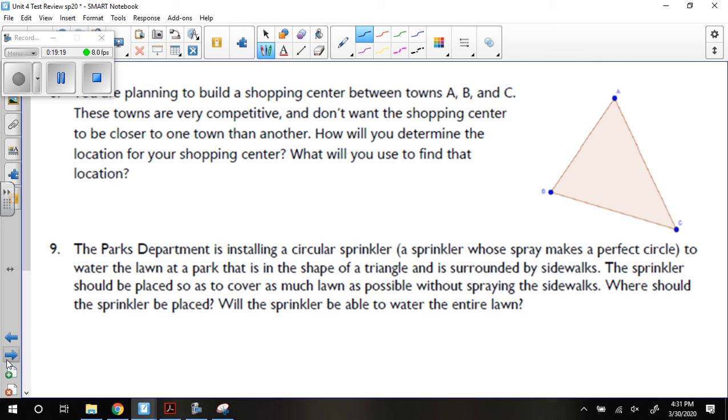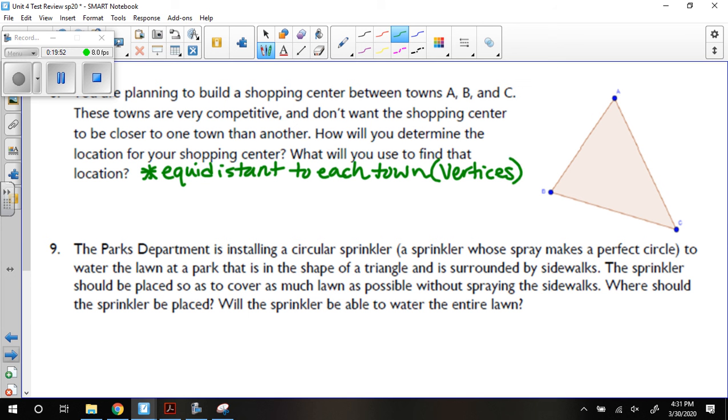You are planning to build a shopping center between towns A, B, and C. These towns are very competitive and they don't want the shopping center to be closer to one town than the other. So that means we want our point to be equidistant to each town. And those towns are in the vertices.